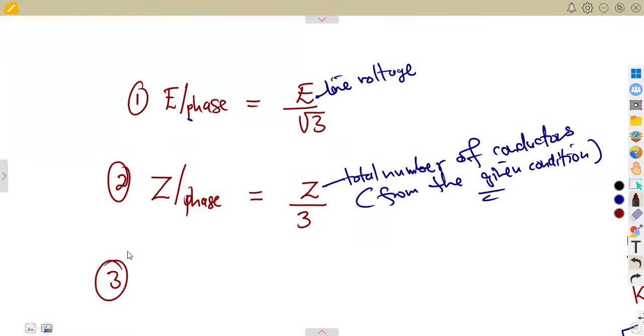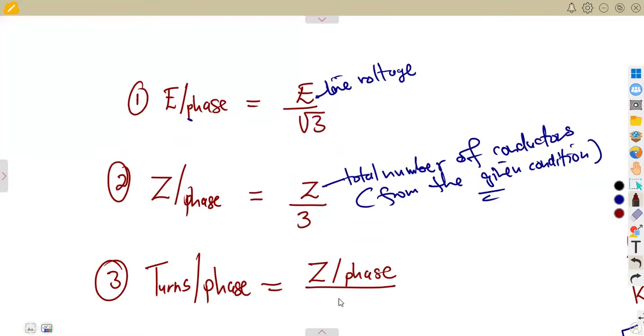Okay. Sometimes they will even ask you to calculate the turns per phase. As per the turns per phase, it is equal to the Z per phase, the number of conductors that we had per phase, over 2. This one that we got after dividing by 3, the number of conductors per phase, divided by 2. So this is simply the number of conductors per phase. Just like that.